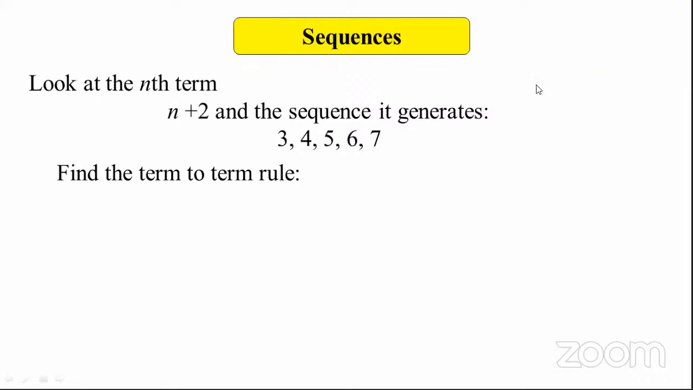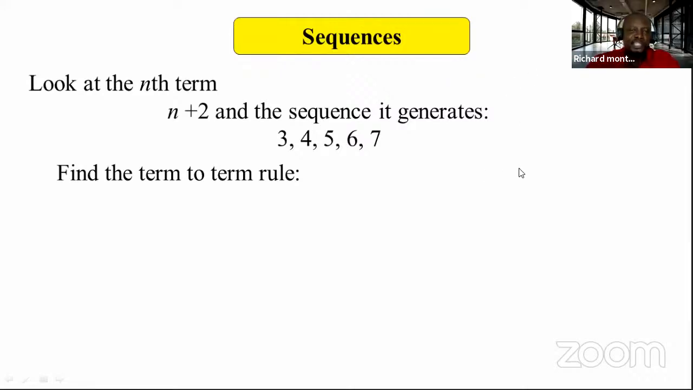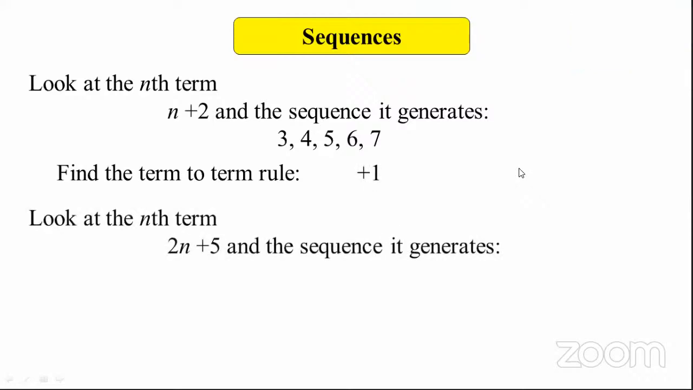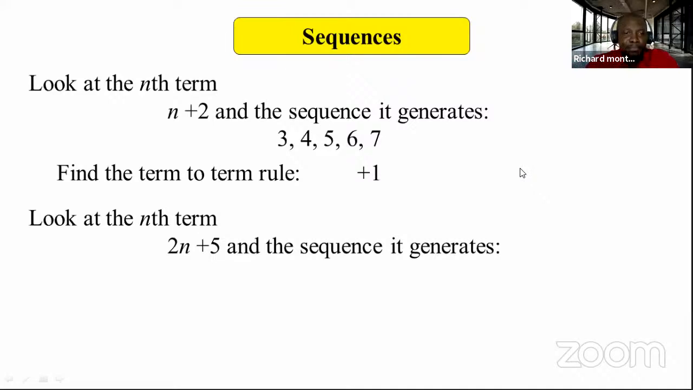So I'm seeing +1. All right, wonderful, students. Great observation, my detectives. All right, so I want you now to look at this nth term, 2n plus 5, and the sequence that it generates. I want you to put in the chat the first 4 terms that we would get.